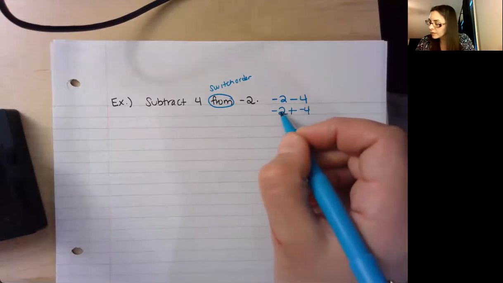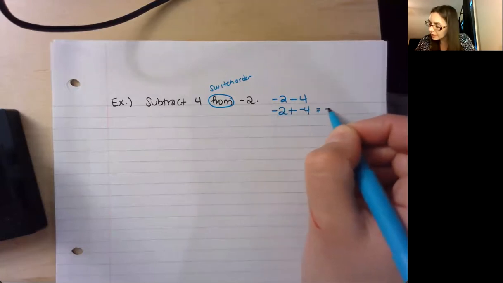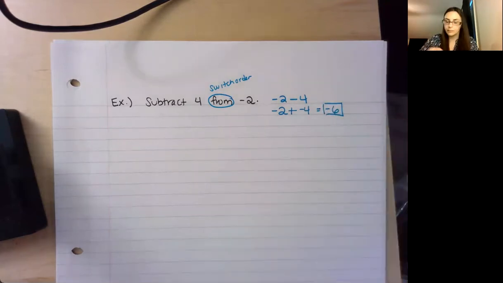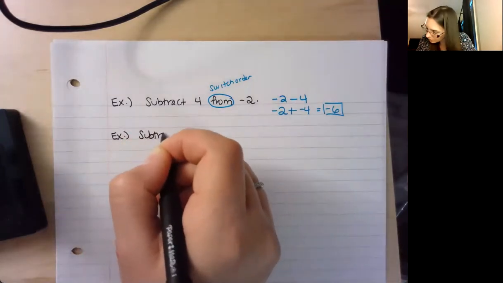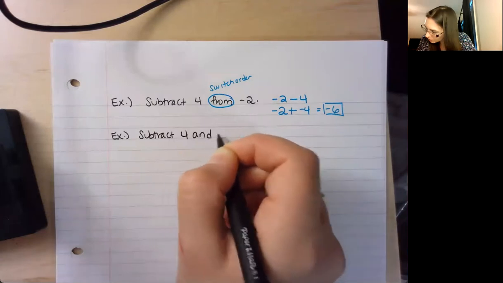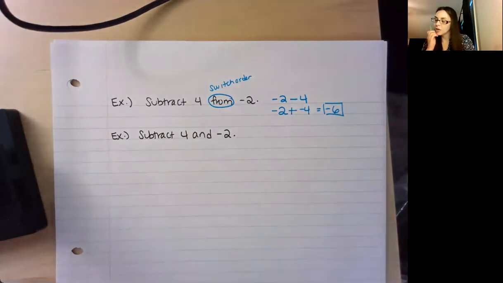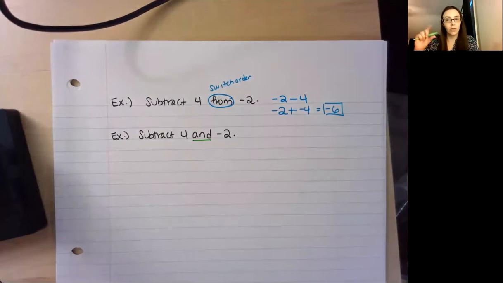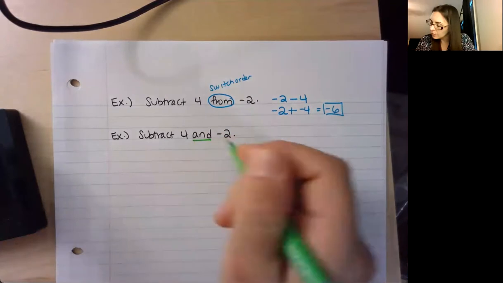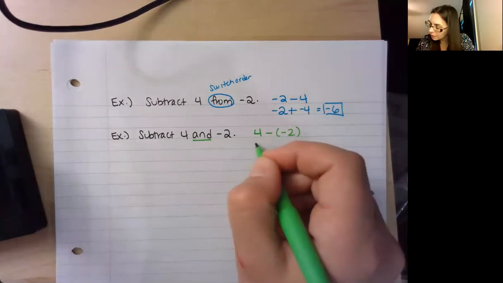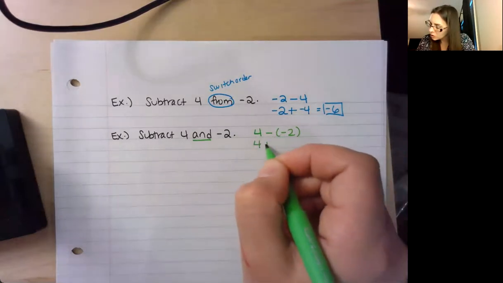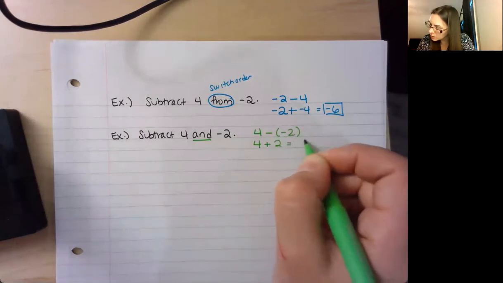Now I can see that -2 plus -4, I have the same sign, so I'm just going to add these and I get -6. If I write something instead like subtract 4 and -2, I don't have that keyword of from. So remember, from and than, like less than, those are your 2 keywords that switch the order. So here I don't have that, so I'm just doing 4 minus -2. So I start with the 4, I change to addition, change the -2 to +2, and my answer is +6.